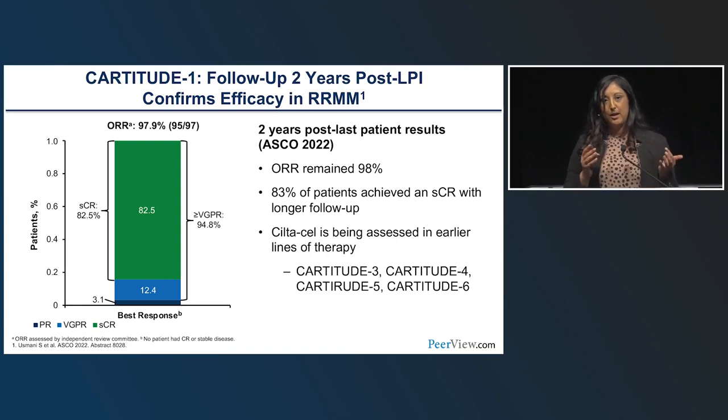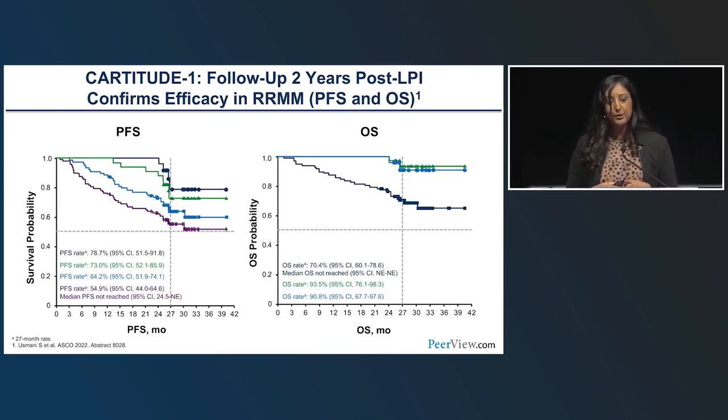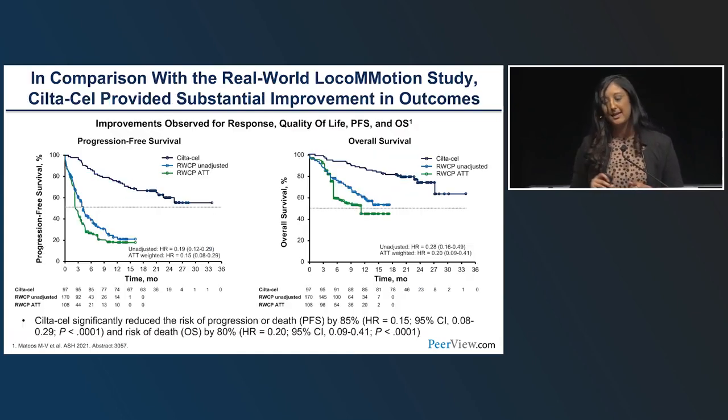And at ASCO, they actually were able to show us the data for the last patients who had been on it for 2 years already, and the overall response rate was still 98%, 83% achieved a stringent CR over time. And now there's CARTITUDE 3, 4, 5, and 6 that are looking at different cohorts of patients that are getting cilta-cel at an earlier time point and with different other therapies. So looking at PFS, again, fantastic results that we've seen with another CAR T, and again, a one-and-done therapy that we don't have for myeloma otherwise. And again, overall survival has been pretty phenomenal with these different cohorts.